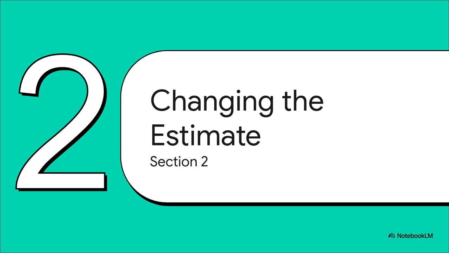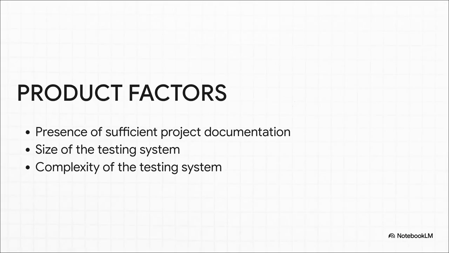There are all these different factors that can completely throw your estimate off track. So let's look at the big variables that can change everything. First, you've got to look at the product itself. I mean, is there good documentation to work from, or is the team basically flying blind? What's the size of the thing? Testing a little calculator app is completely different from testing a huge e-commerce site. And then there's the complexity. The more moving parts you have, the more opportunities there are for things to break.